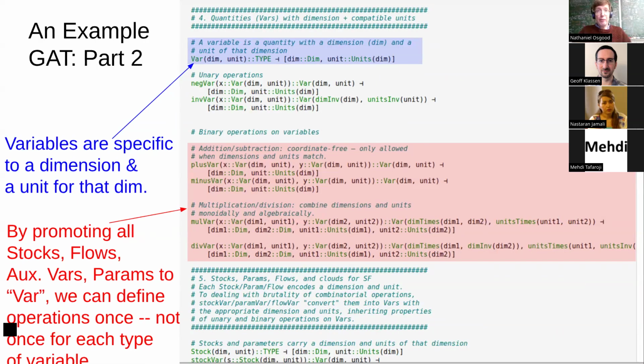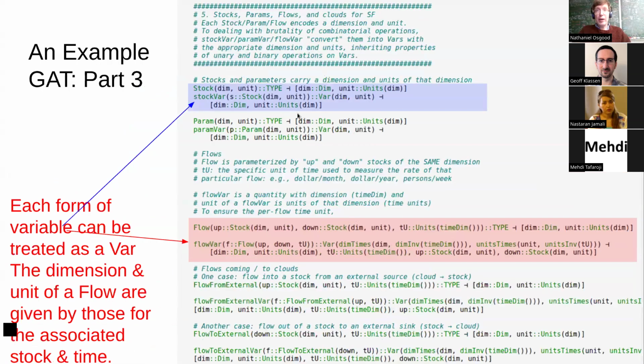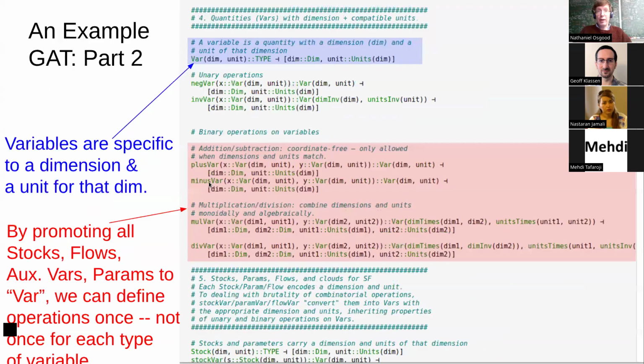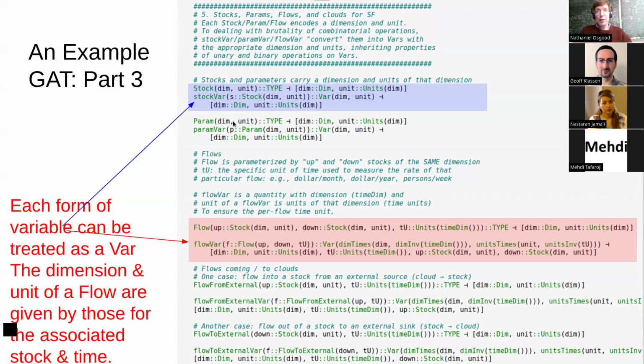So now that we've defined this for variables, we can promote any stock to a variable, and we can combine it with other quantities that are promoted to variables. But there's logic here too. I mean, it's just awesome. You've done an amazing job. Look at this. Check this out.